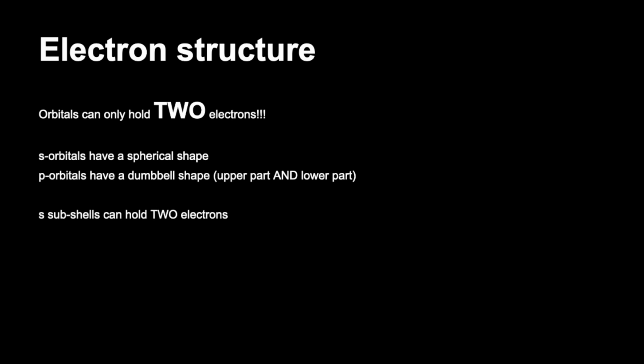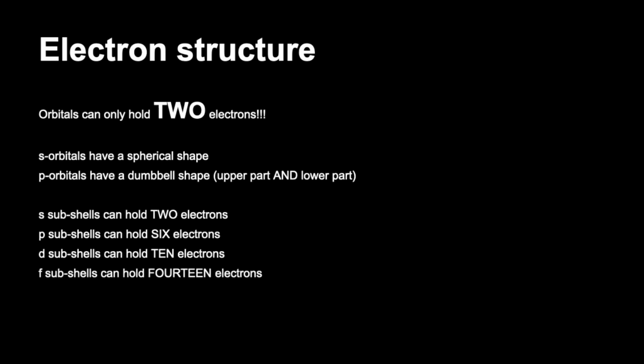S subshells can hold 2 electrons. P subshells can hold 6 electrons. So that's where that common mistake comes from. I think as soon as a student sees P, they just think 6. But if it's the orbital, it's got to be 2. D subshells can hold 10 electrons. D orbitals, 2 electrons. F subshell, 14 electrons, but in an F orbital, 2 electrons.